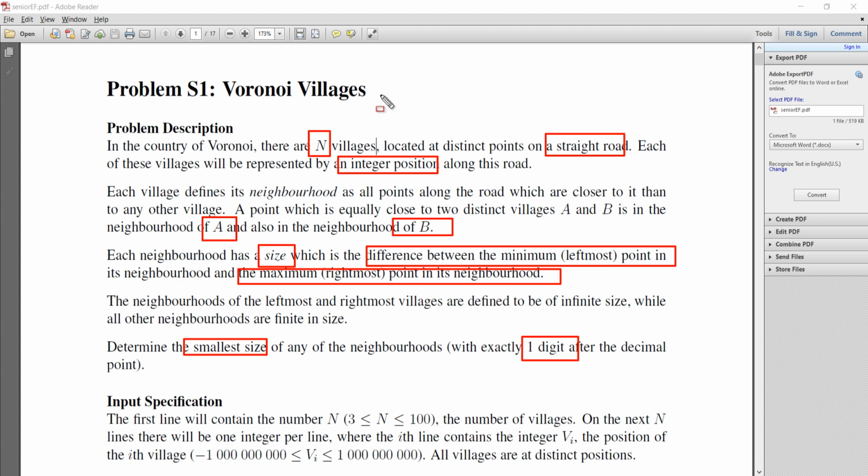Voronoi is a special kind of diagram in computer science where you define a set of points, and then the area for each point is defined as all the locations which are closer to this point than to other points. In this problem, it is simplified so that we have all the points on a straight line, and the size of each village is defined as how many points you have closer to you.